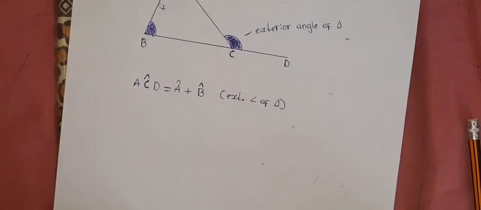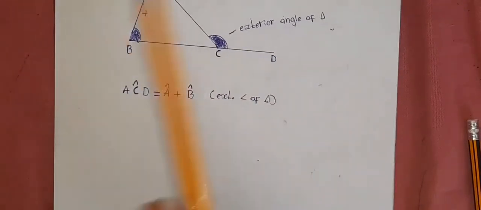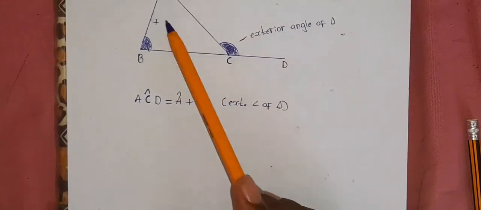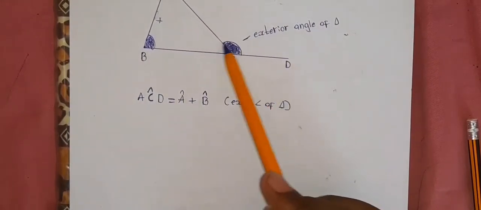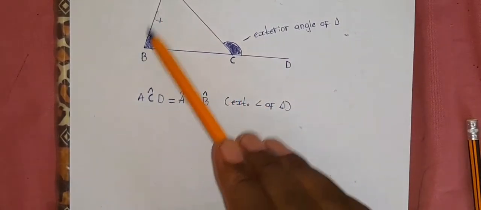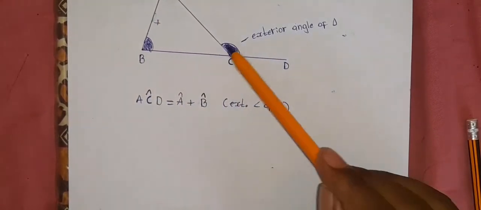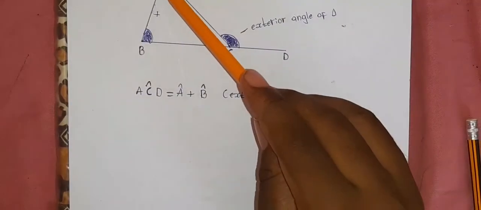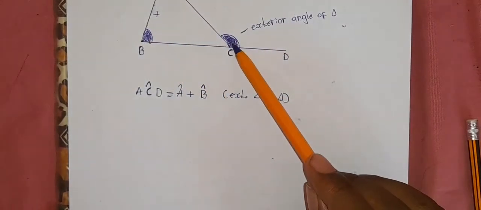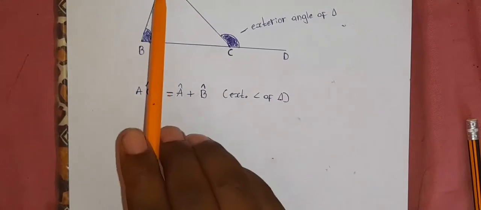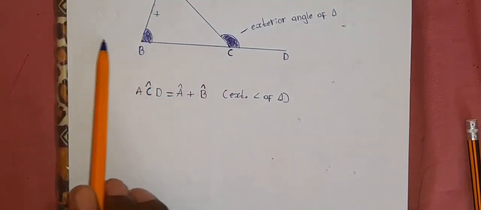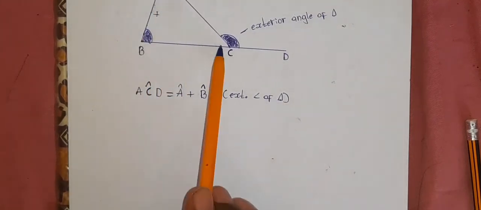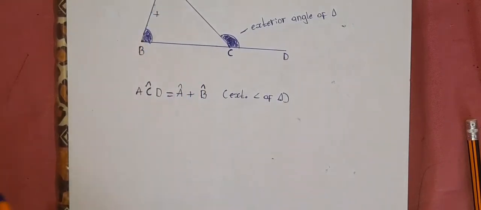The last important thing to know is this here: the exterior angle of a triangle. We know that the exterior angle of a triangle is equal to the sum of the interior opposite angles. So to find this angle here, you have to add this angle and this angle. They will give you this angle here. You don't add this angle and this angle, no. But if this exterior angle was on the other side, like here, then you would add this and this. Then they will give you the angle here.